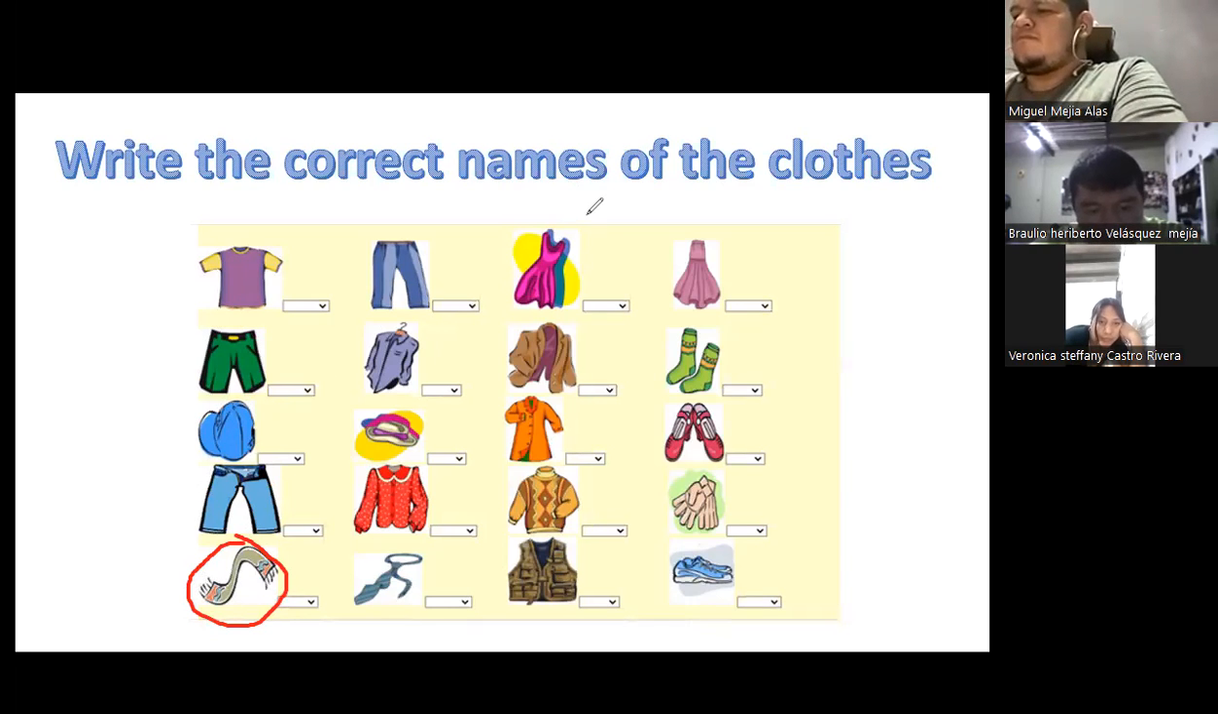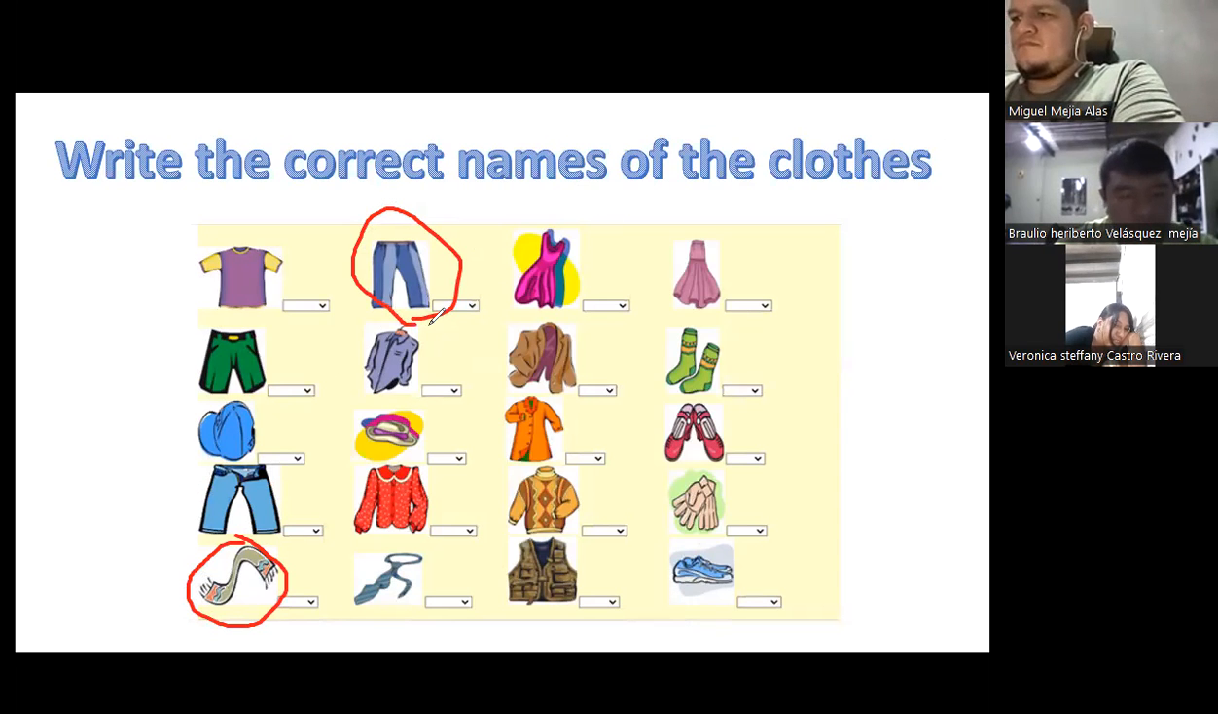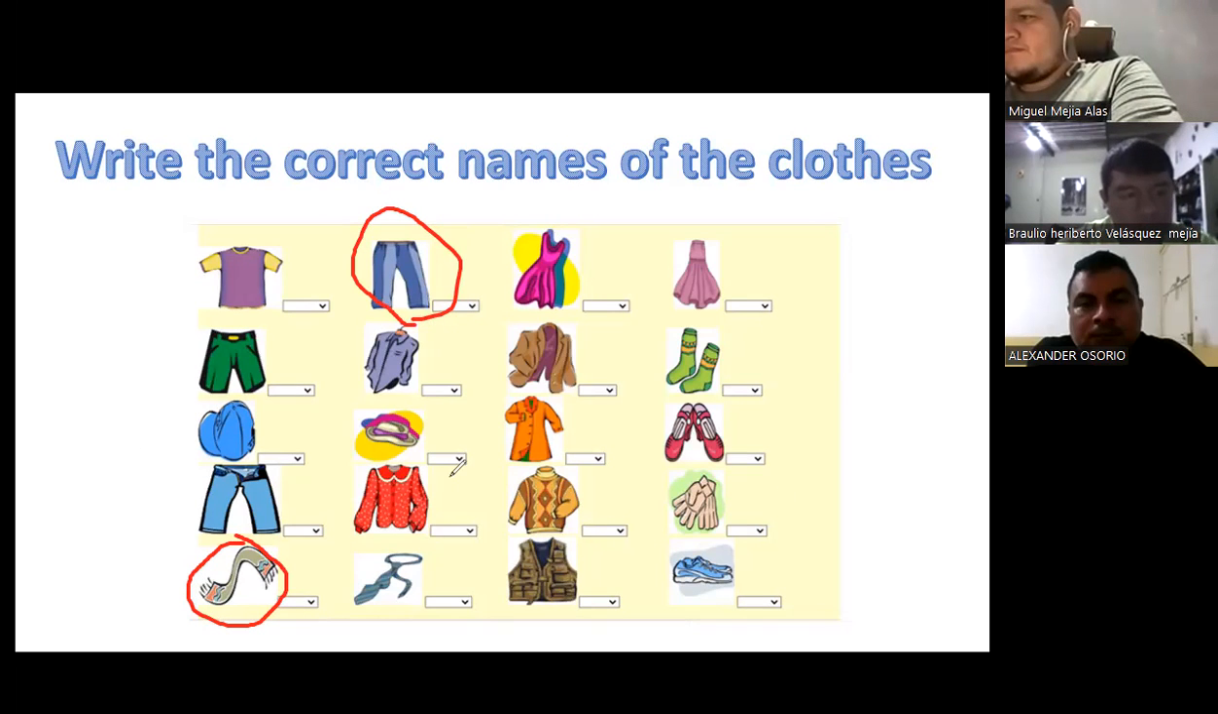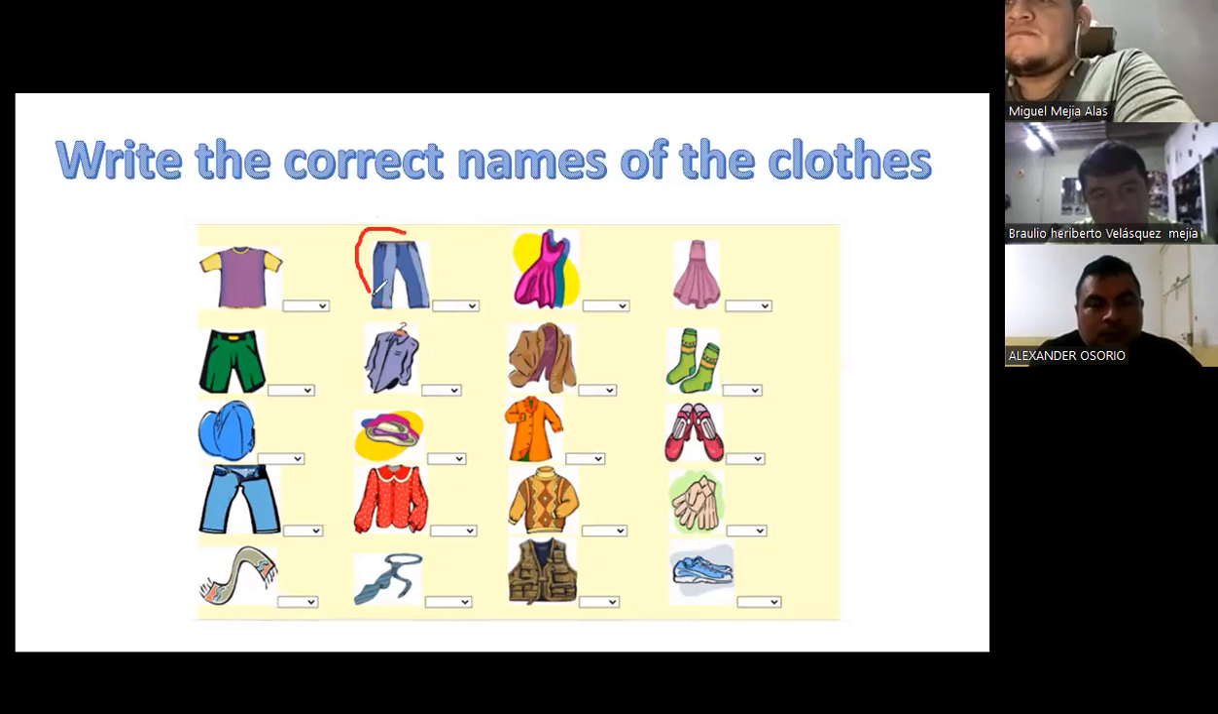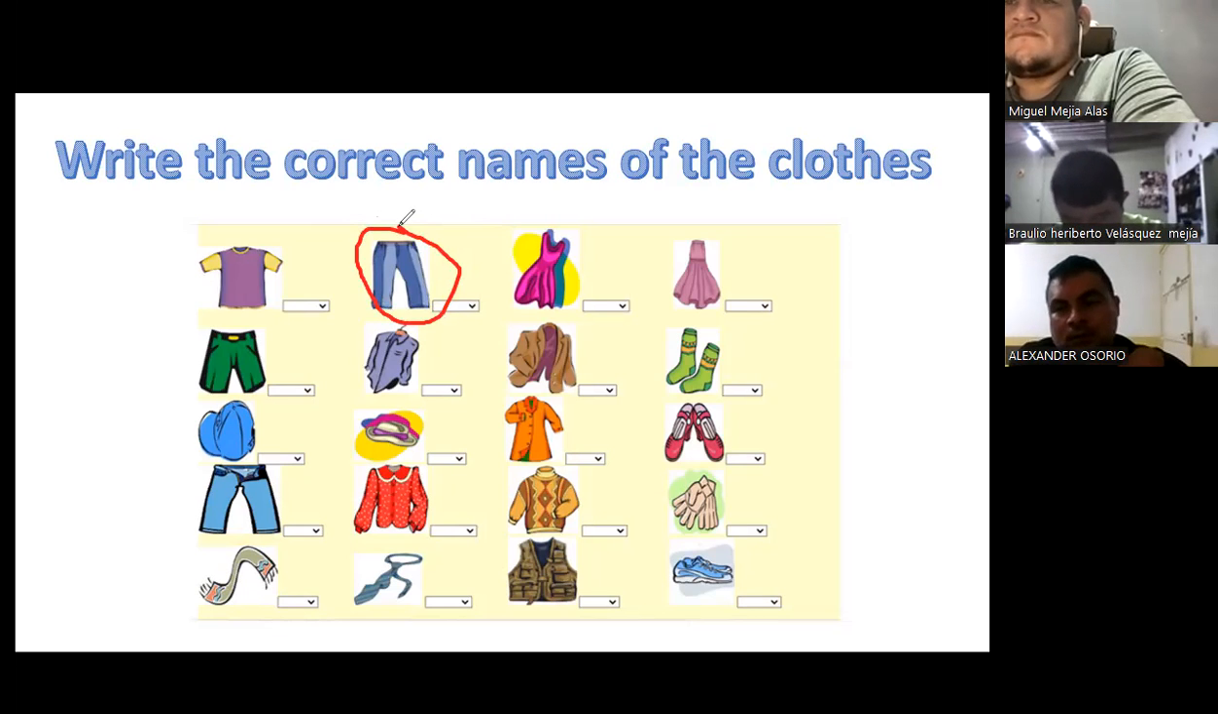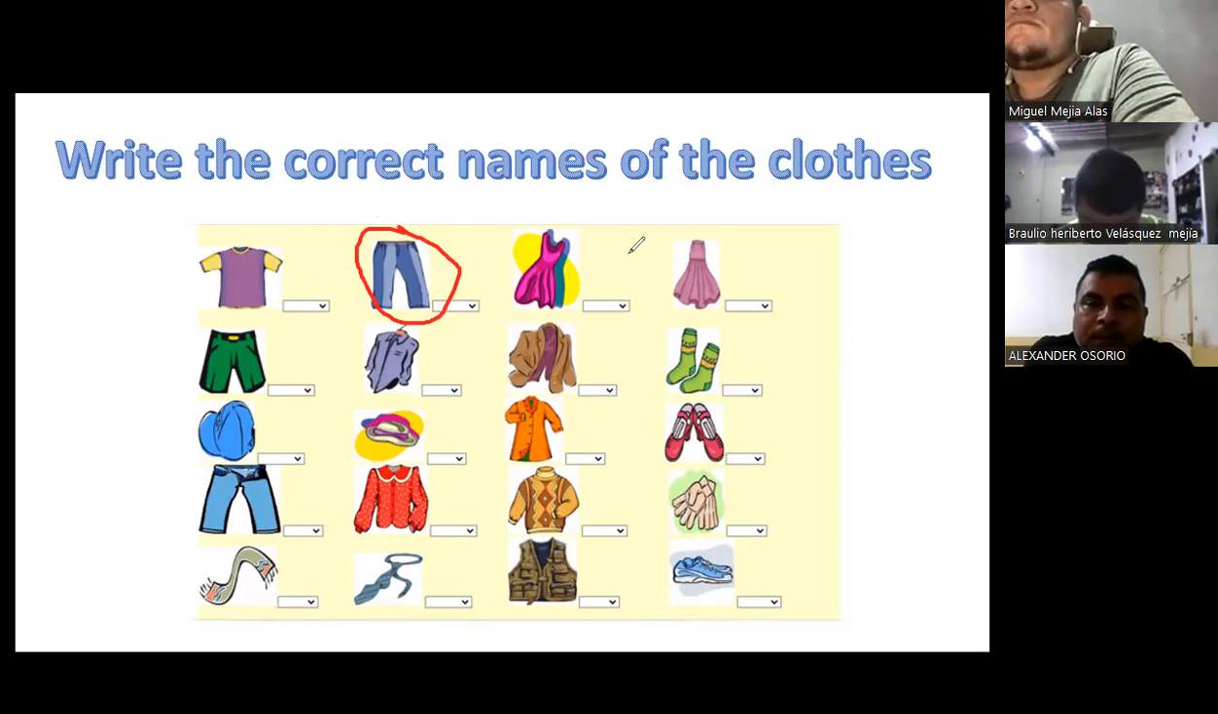Okay, what about this one? Trousers. Could be trousers or it could be pants. Yo a esa le puse jeans y a la otra le puse trousers. Es que esta que estamos señalando no son jeans por el estilo. So it's trousers or pants. Son trousers. We can use pants too. Okay, yes, we can call them pants.